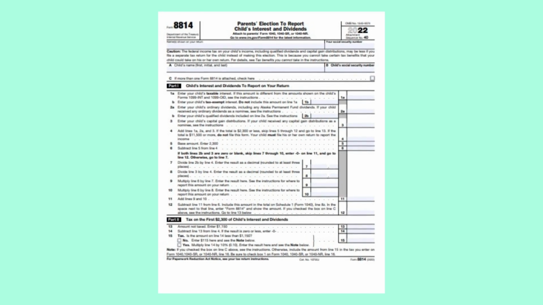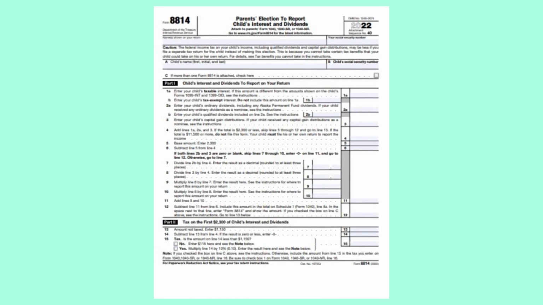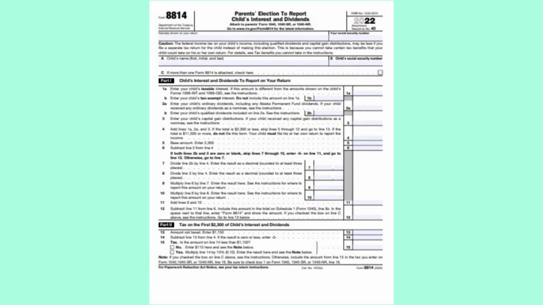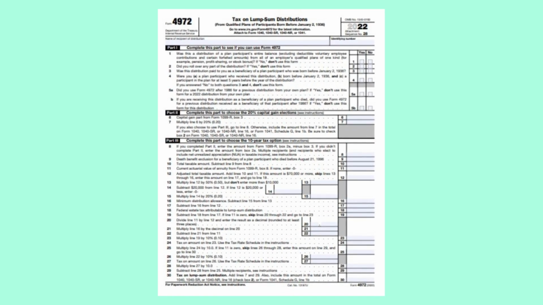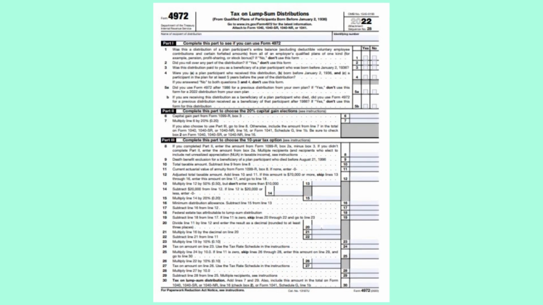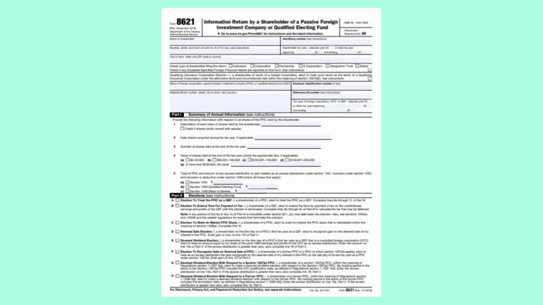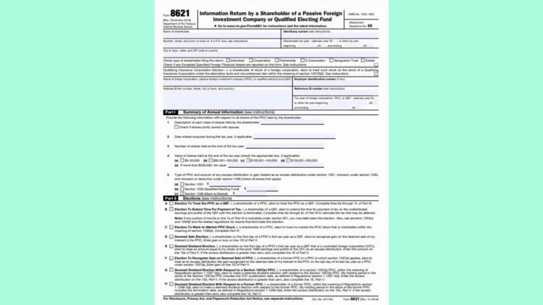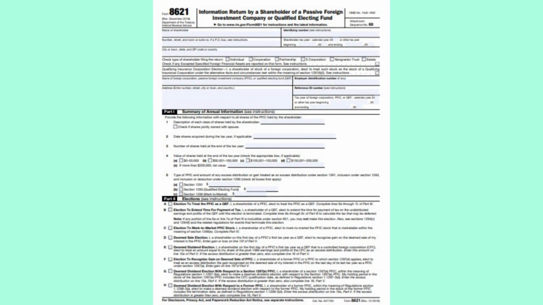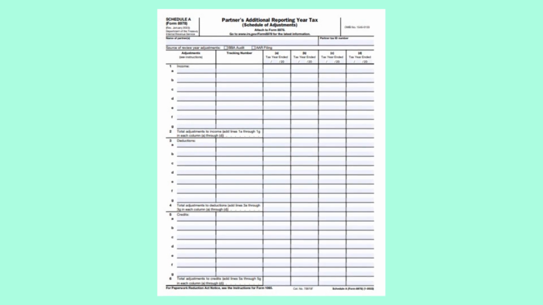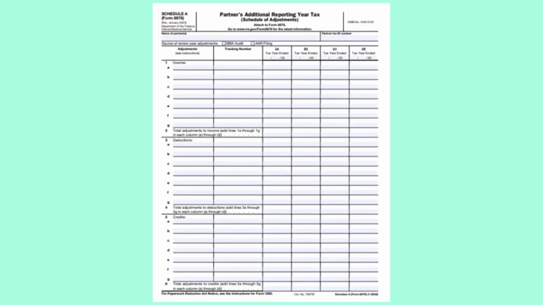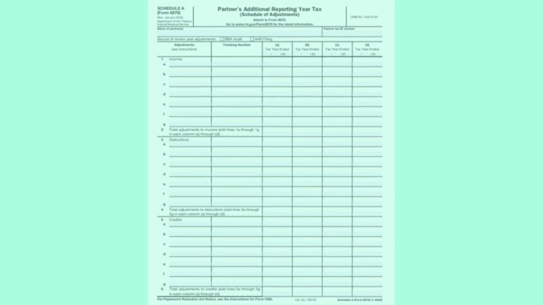This would include taxes if used Form 8814, parents' election to report child's interest and dividends. This would include taxes if used Form 4972, tax on lump sum distributions. This would include taxes if used Form 8621, information return of a shareholder of a passive foreign investment company or qualified election fund. This would include taxes if used Form 8978, Schedule A, partners' additional reporting.